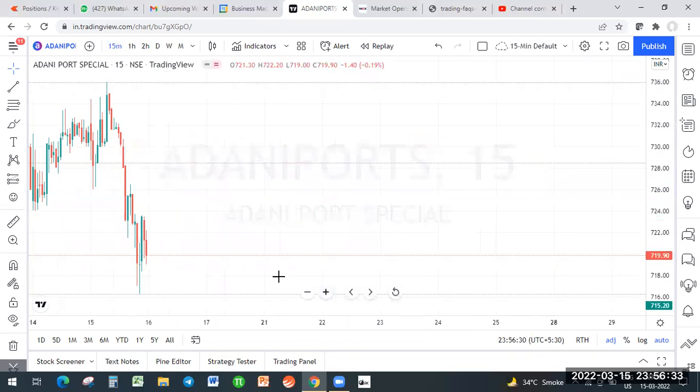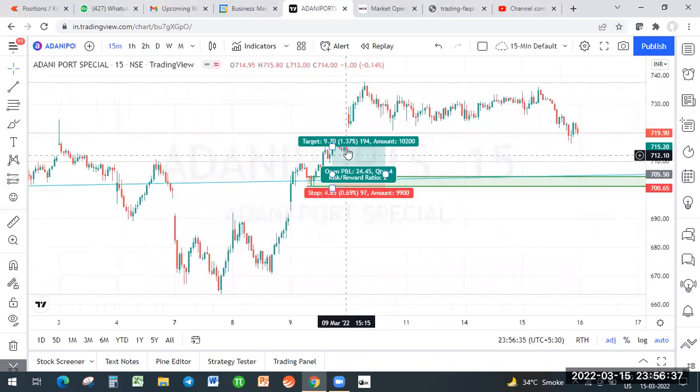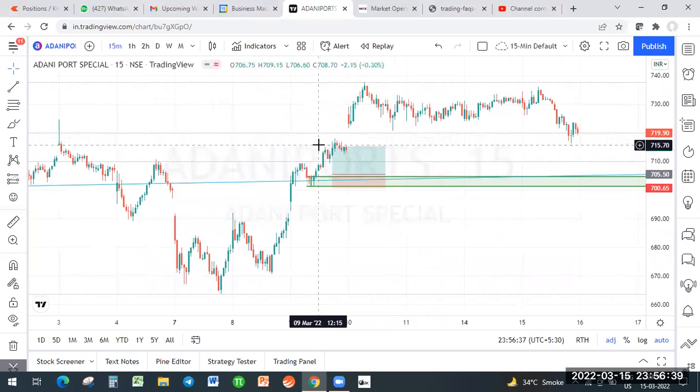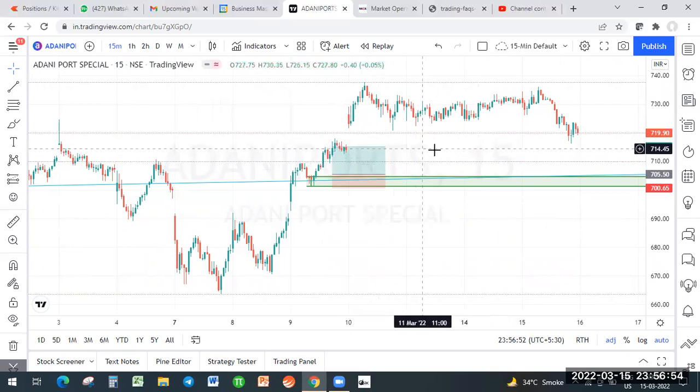I plotted this demand zone. And if you take this gap as a potential resistance, because there was also a bounce from here, we can get a nice 2:1 reward to risk ratio. So this is the trade I have planned.